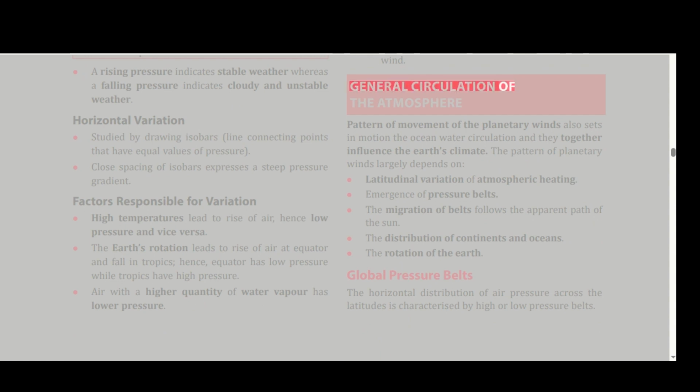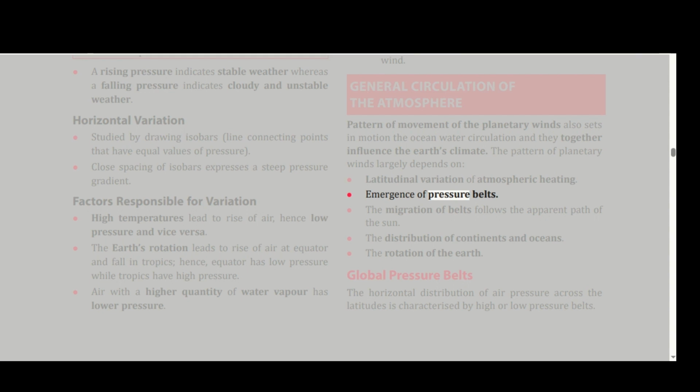General circulation of the atmosphere. The pattern of movement of the planetary winds also sets in motion the ocean water circulation, and together they influence the Earth's climate. The pattern of planetary winds largely depends on the latitudinal variation of atmospheric heating.